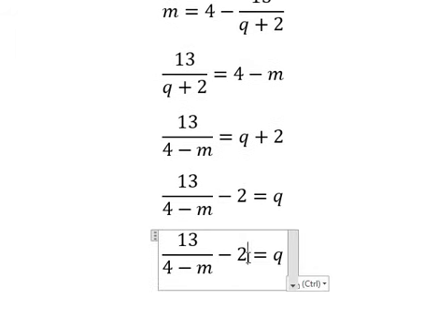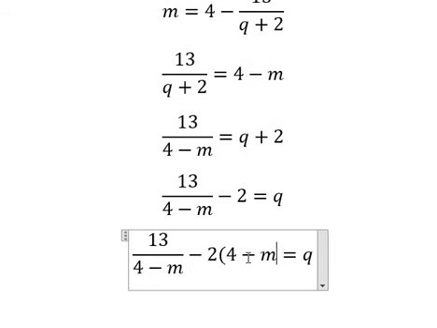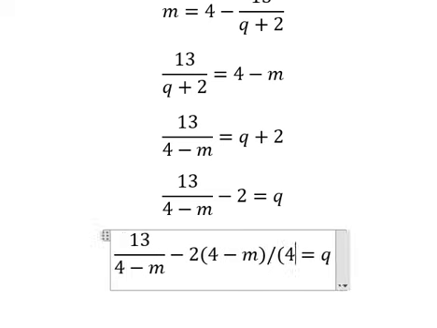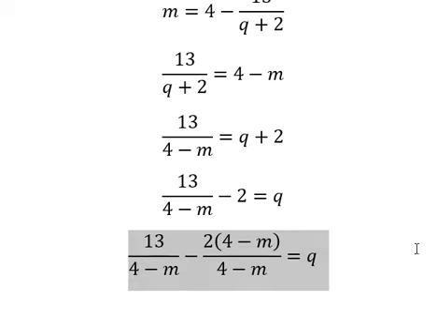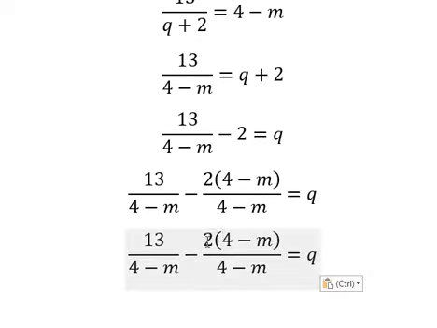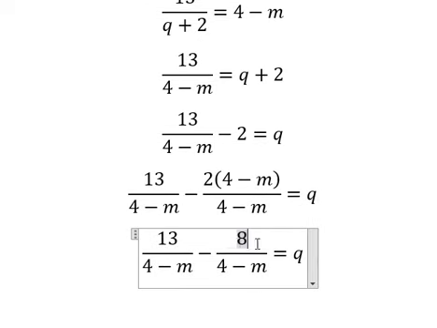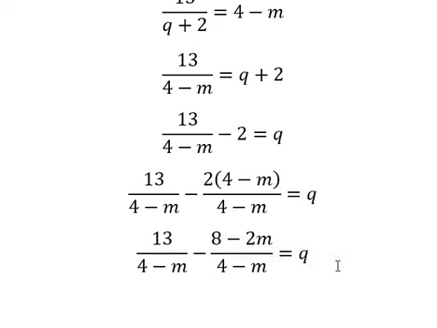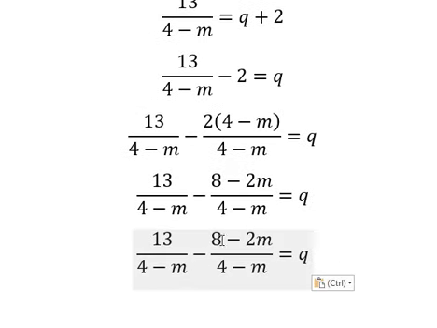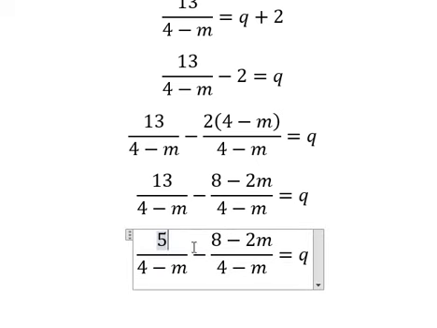Next we do common denominator. So we have number 8 and negative 2m. 13 minus 8, we have number 5. Negative, negative, we have positive.